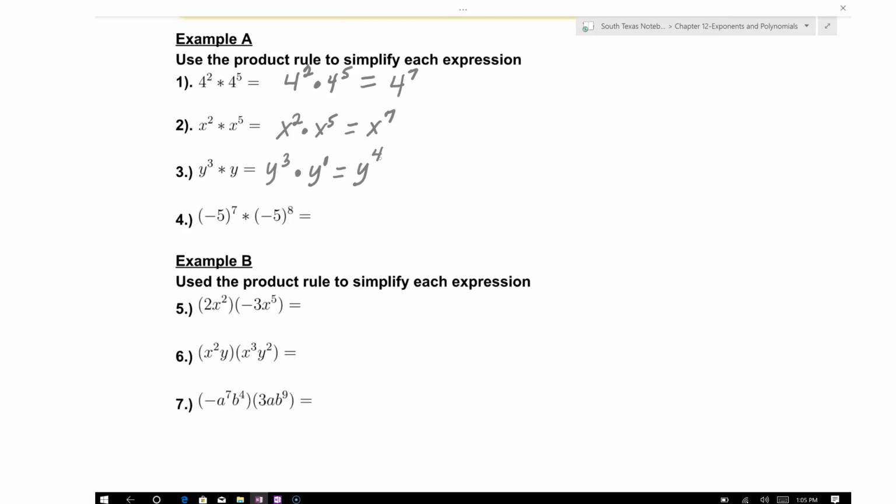For example 4, we have the base, which is -5, and both of them are raised to the 7th and 8th power. So it's going to be (-5) raised to the 7th, times (-5) raised to the 8th. So we're going to have -5, and we're going to add the exponents. So we have -5 raised to the 15th power.